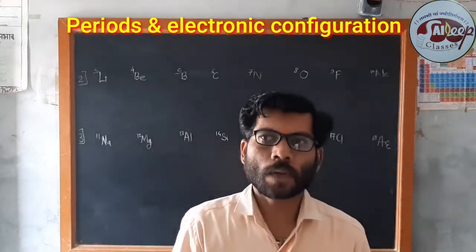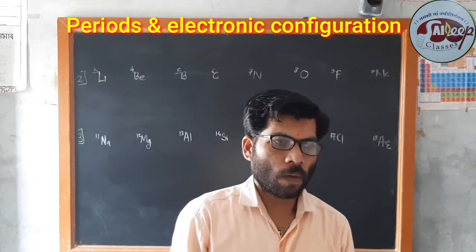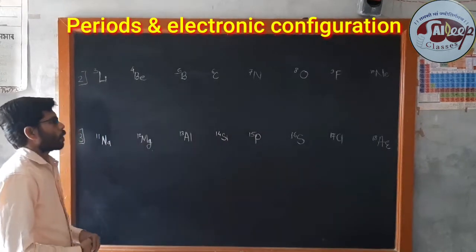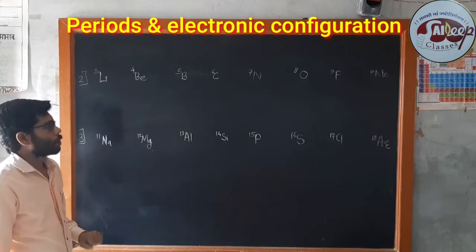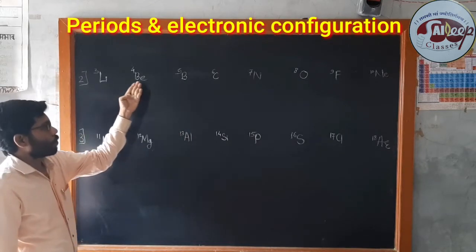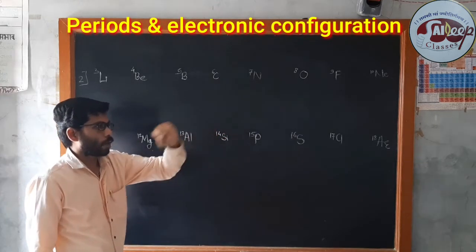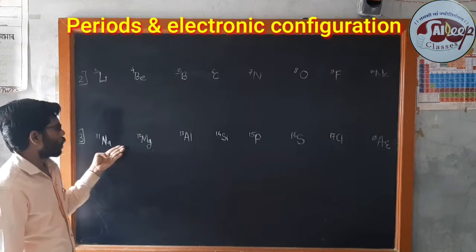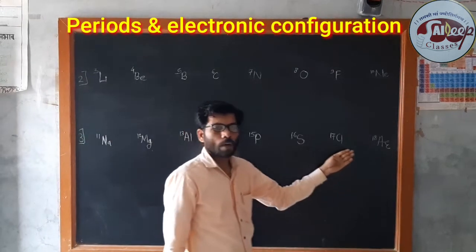Now we see periods and electronic configuration. We see some examples. This is the second period of the modern periodic table: lithium, beryllium, boron, carbon, nitrogen, oxygen, fluorine, neon. This is the third period of the modern periodic table: sodium, magnesium, aluminium, silicon, phosphorus, sulfur, chlorine, argon.